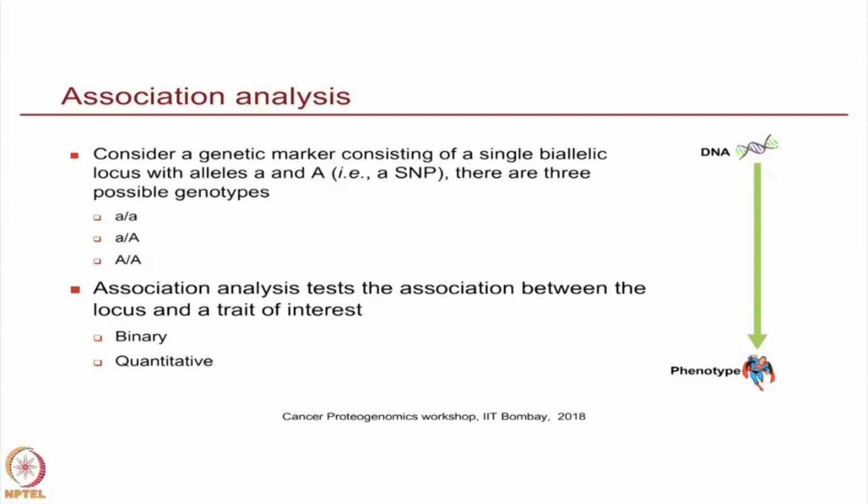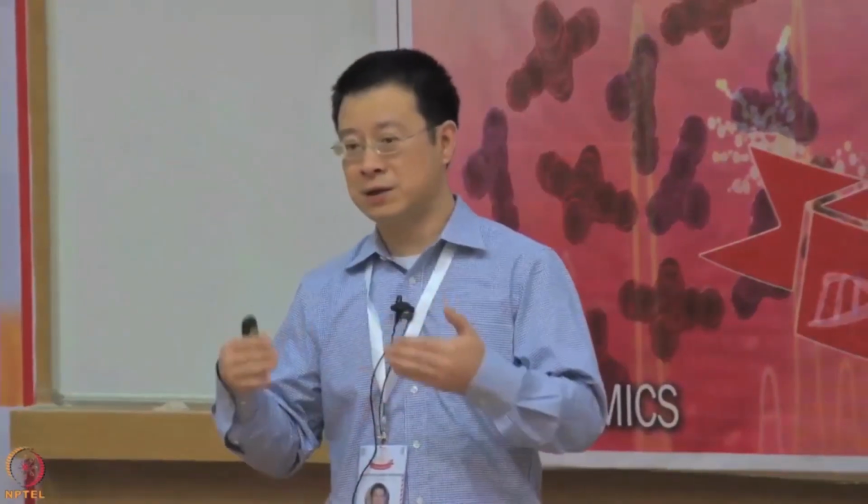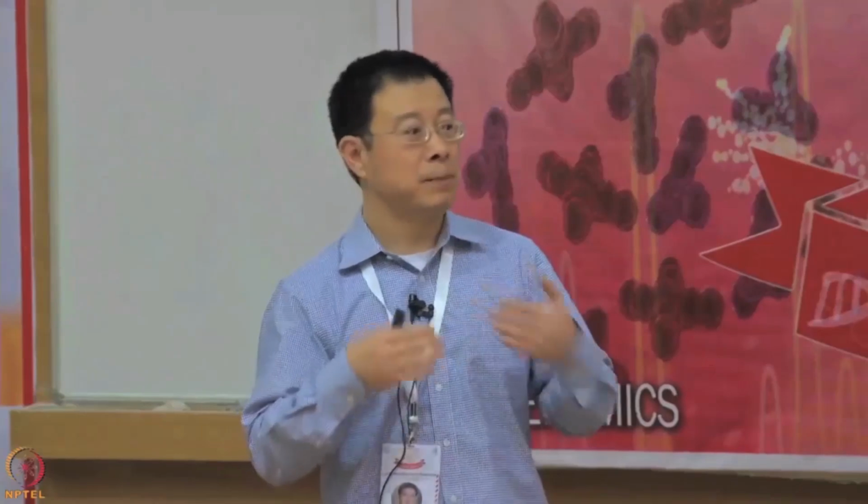And in order to do this, a very simple but powerful way is through association analysis. So in the association analysis, if we are interested in a phenotype, we want to test whether there is an association between the genotype and the phenotype. And depending on whether the phenotype is a binary phenotype or a quantitative phenotype, we need different types of statistical tests in order to establish that relationship.